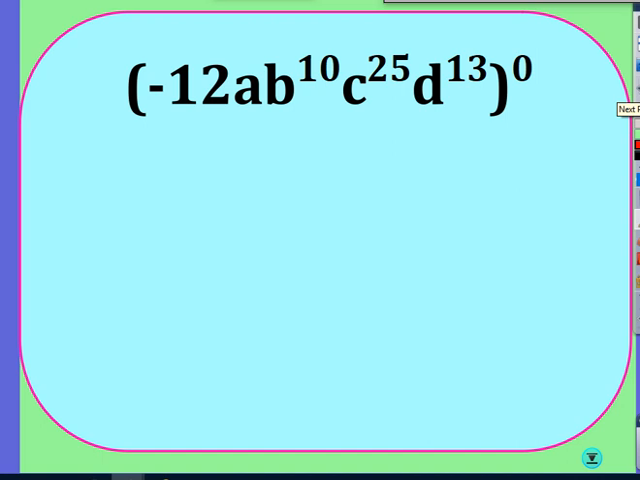Next example is negative 12, a, b to the 10th, c to the 25th, d to the 13th, raised to the 0 power. Any term raised to the 0 power is 1.